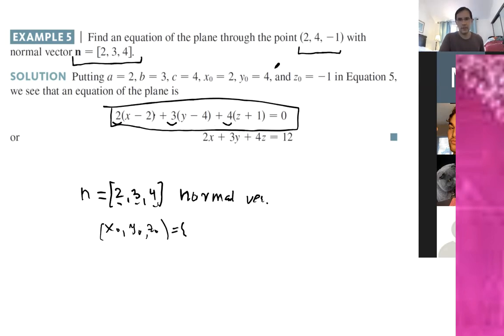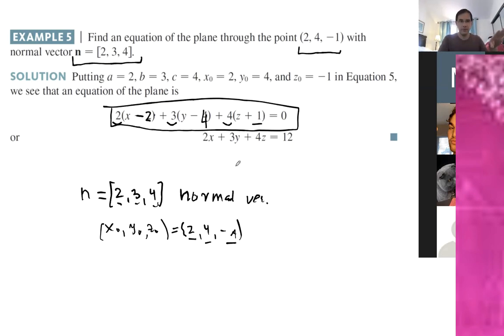This point in this example was supposed to be 2, 4, and -1. So this is going to be x minus 2, this is the first point. And then y minus 4, this is the second coordinate. And lastly, z minus -1, so z plus 1. Okay, so that's the equation of this plane.